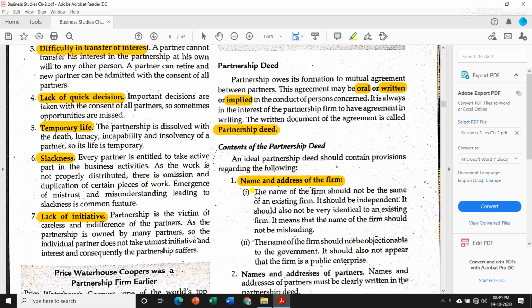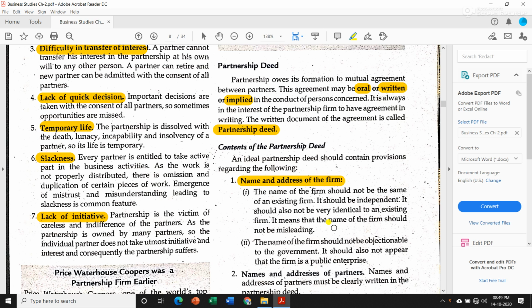Now, first point, the name of the firm should not be the same as an existing firm. It will lead to duplication or copying of another firm's name. Then it should be independent. It should not depend on any other firm. It should also not be very identical to an existing firm. It means that the name of the firm should not be misleading.